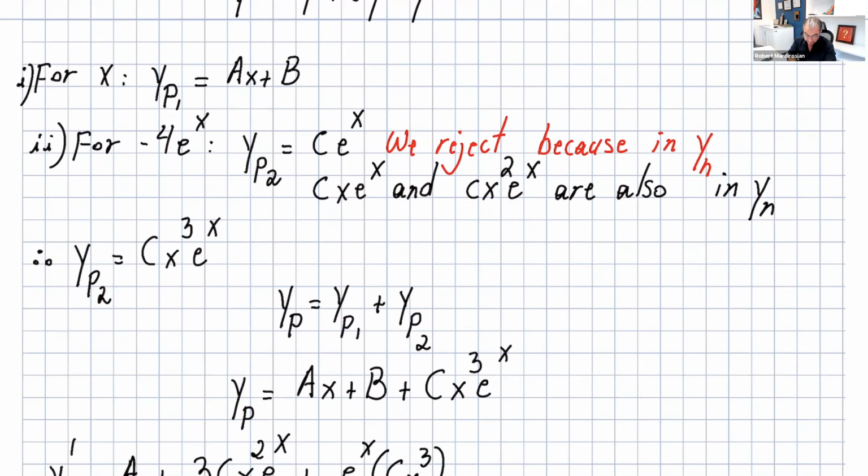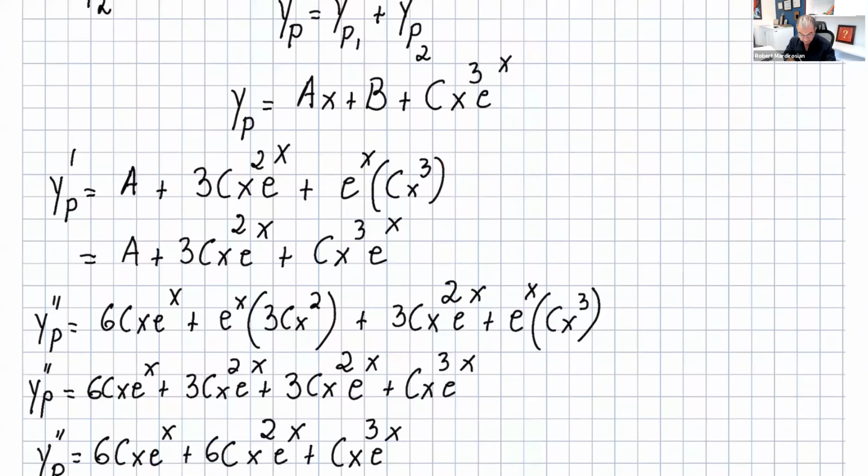And we know that the particular solution for this one is going to be the first particular solution, which we are going to find, plus the second particular solution. So this is the solution. And once you have the form of the solution, then we have to substitute. So you have to find the first derivative.